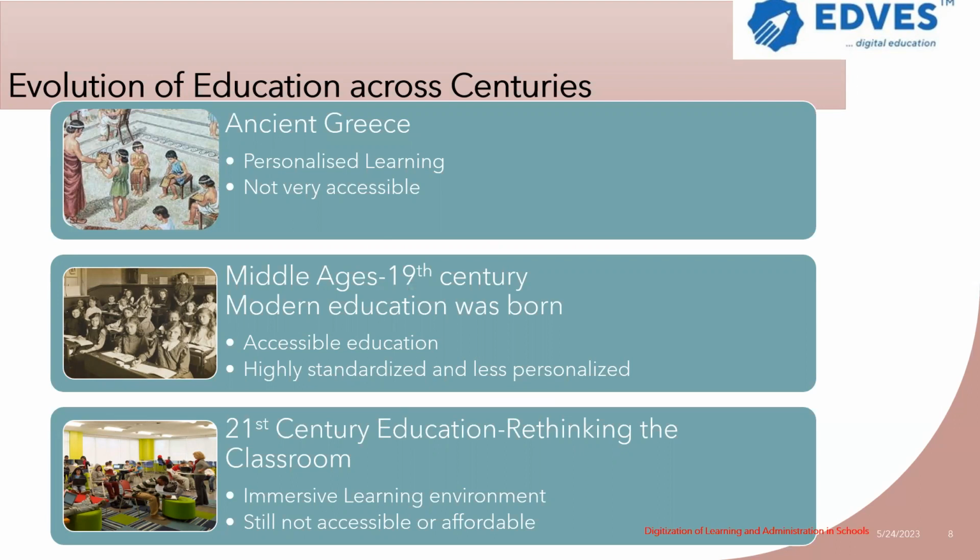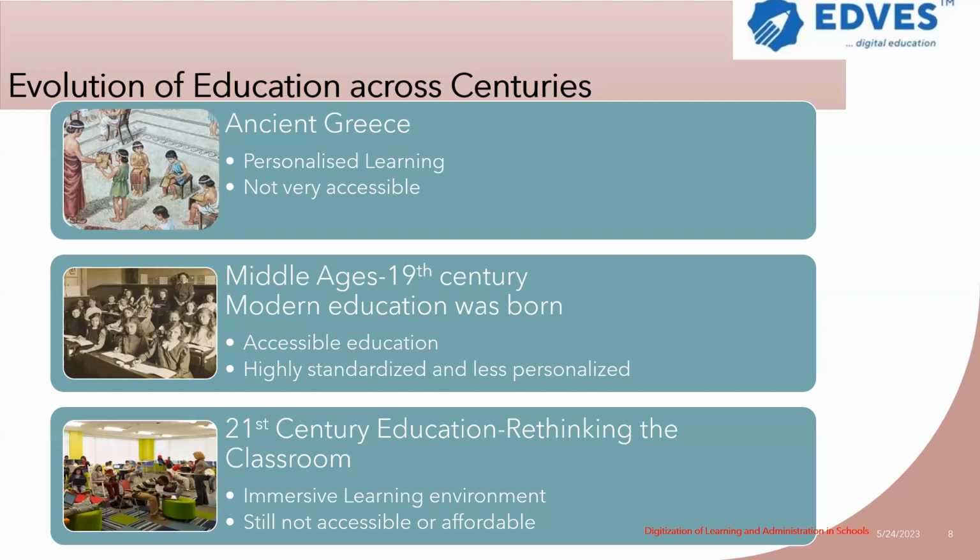In ancient Greece, we had personalized learning, but it was not very accessible. Children from wealthy homes in Greece then could have philosophers and tutors, the likes of Aristotle, Socrates and the rest of them. It was personalized learning because they were soaking up a lot of knowledge from one individual, but it was not very accessible because it was only reserved for the elites.